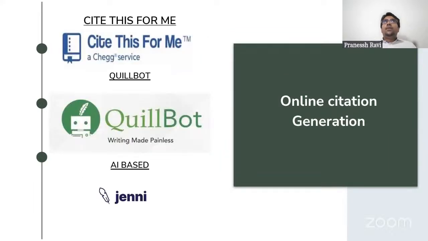So if you are in a rush and you want some online citation generation, then Cite This For Me works. It's simple. It's got a lot of styles. The next one is Quillbot. Quillbot has got a free citation generator. There are a lot of AI-based citation generators where you just paste the text. Even ChatGPT has it through a plugin.